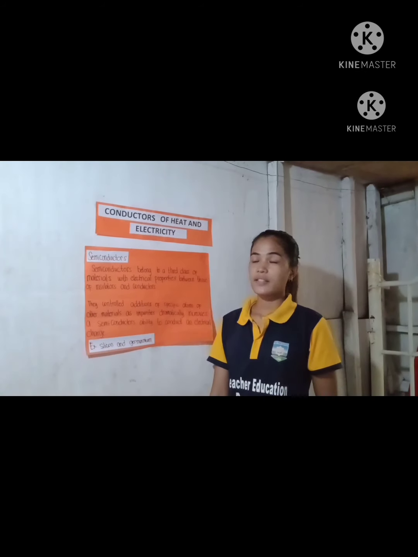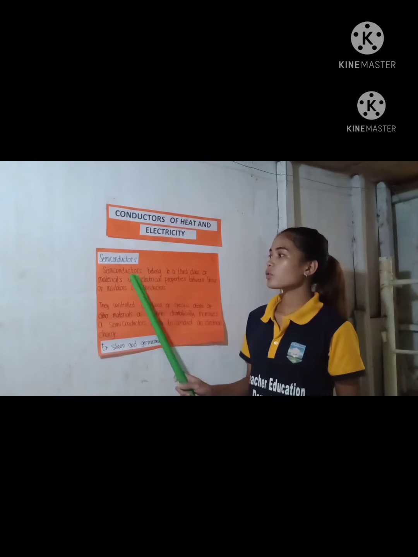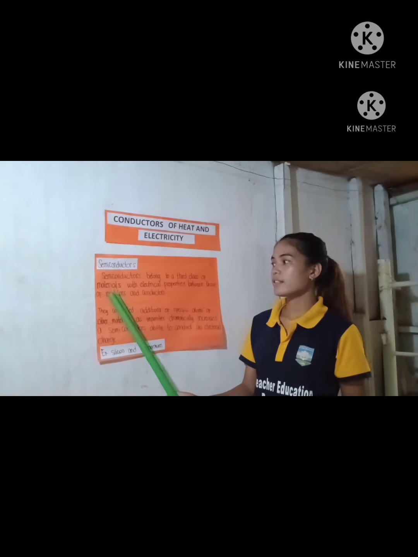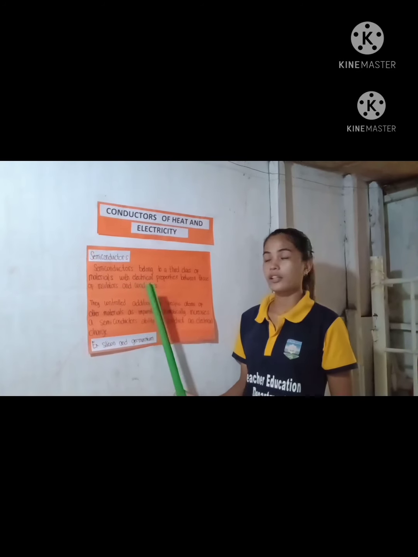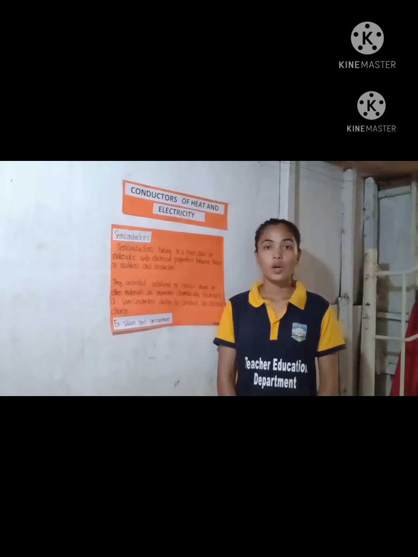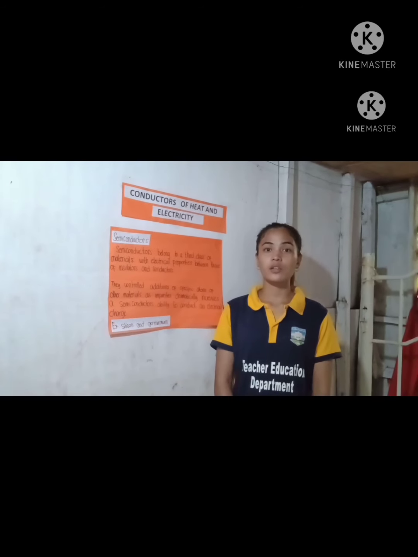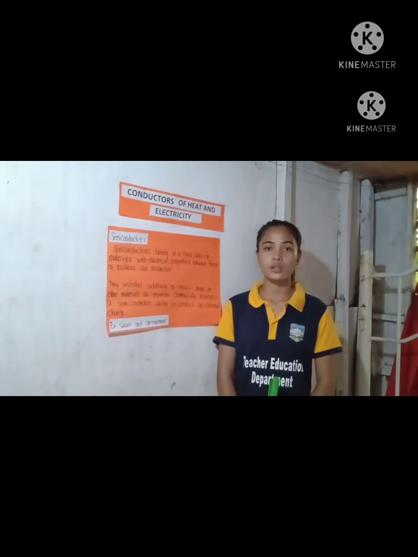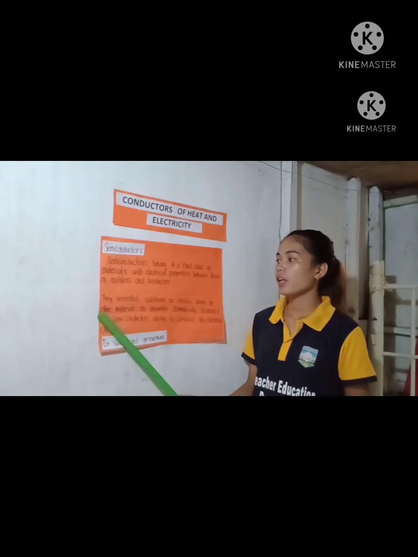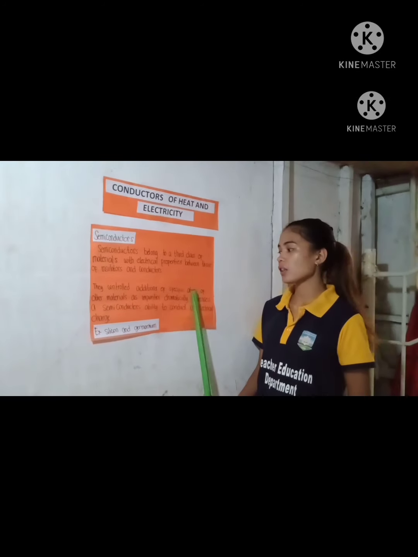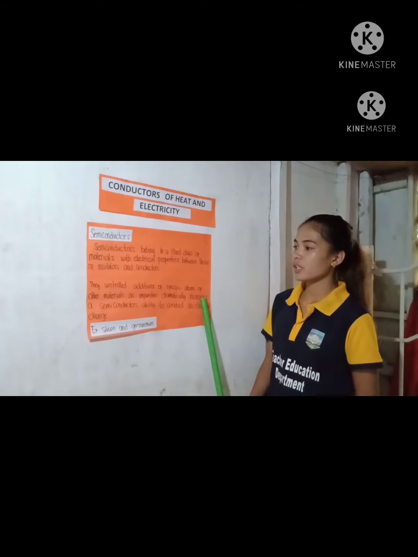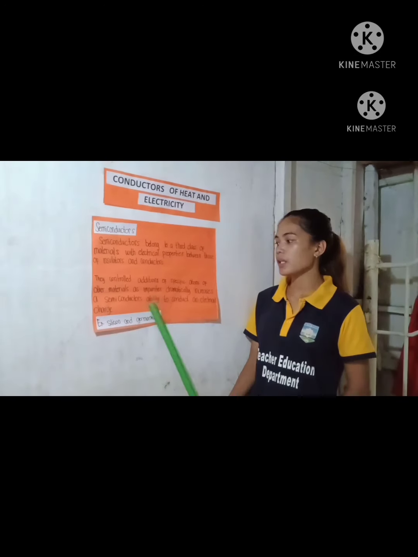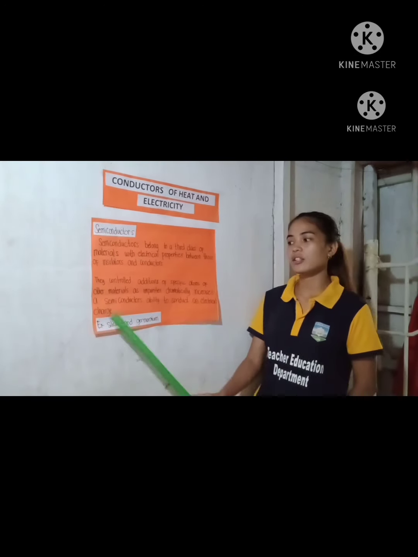Let's talk about the semiconductors. Semiconductors belong to a third class of materials with electrical properties between those of insulators and conductors. In the pure state, semiconductors are insulators. Okay, class, remember, if the semiconductor is in the pure state, it is considered an insulator. The controlled addition of specific atoms of other materials as impurities dramatically increases a semiconductor's ability to conduct an electrical charge.